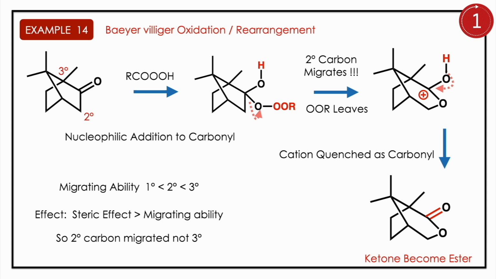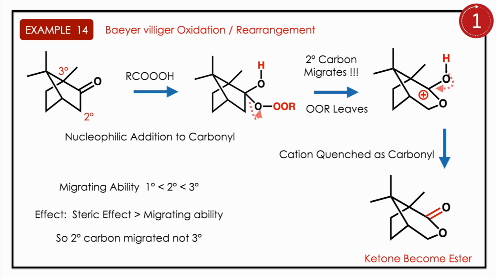Here ketone is there, peracid is there. Definitely Baeyer Villiger oxidation, a rearrangement reaction. Ketone and acid, nucleophilic addition on carbonyl. Since the oxygen addition makes the carbon unstable, carbon migrates. You have a cation near the alcohol, but which group migrates is the interesting question.